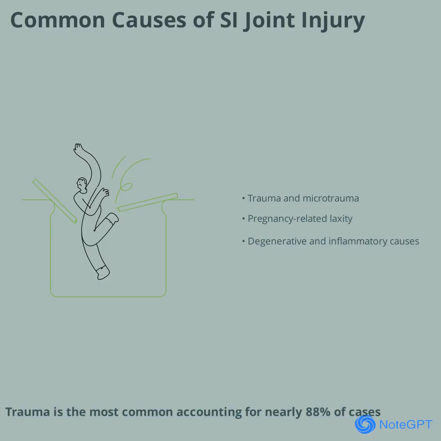Trauma is the most common, accounting for nearly 88% of cases, whether from high-energy events like car accidents or repetitive microtrauma in athletes. Pregnancy is another major factor, as hormonal changes increase ligament laxity, making the joint more mobile and prone to pain. Degenerative osteoarthritis and inflammatory arthropathies, such as ankylosing spondylitis, also play significant roles. Even anatomical variations, like leg length discrepancies or muscle imbalances, can predispose someone to SI joint dysfunction. Recognizing these risk factors is key to both prevention and targeted treatment.